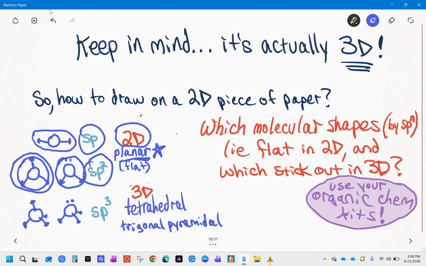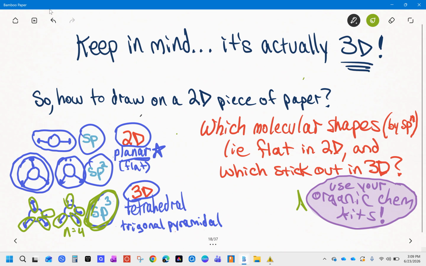But as soon as you get into sp3, that's when it turns 3-dimensional. See, you have 1 direction, 2 directions, 3 directions, 4 directions. So the steric number is 4, and it's sp3. Same for here: 1, 2, 3, 4 directions. So sp3 is the only time you have to worry about drawing it to represent the fact that it's in 3 dimensions.